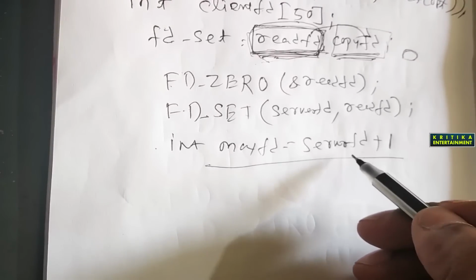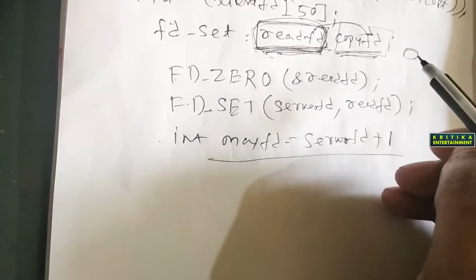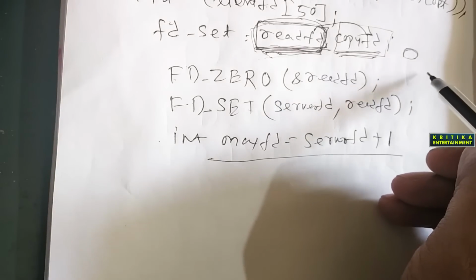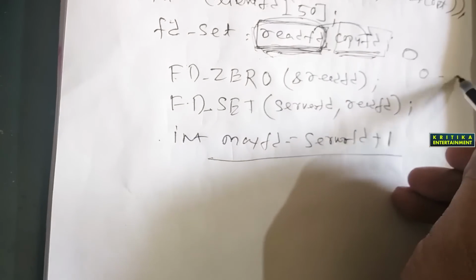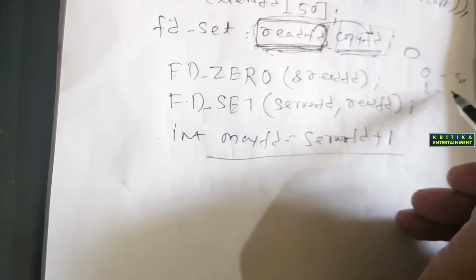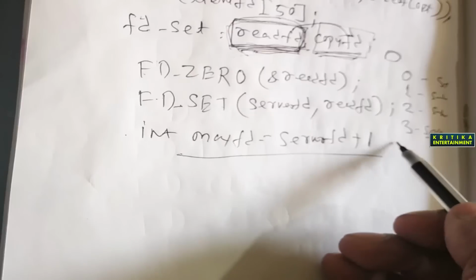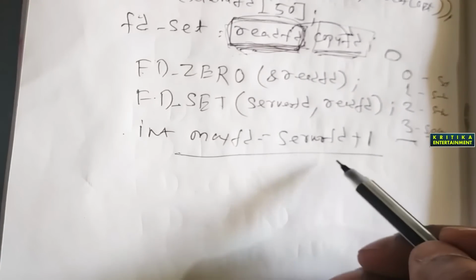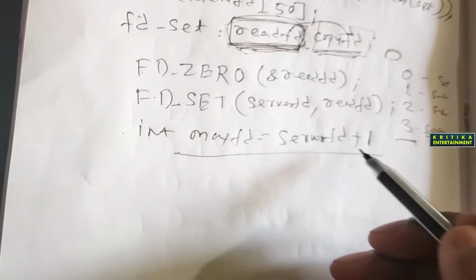Server FD plus 1. I will tell you one thing here. Why does the server socket return 3? 0 is the standard input, 1 is the standard output, 2 is the standard error, and 3 is the socket. So int max FD is equal to server FD plus 1.